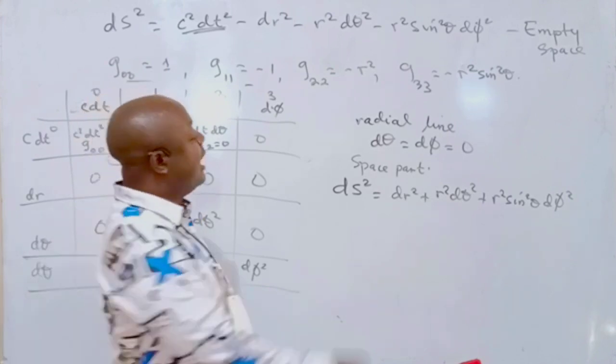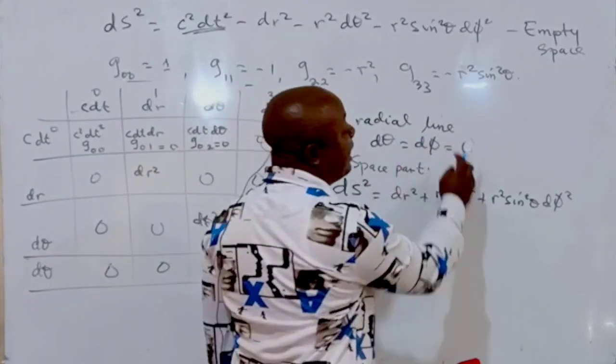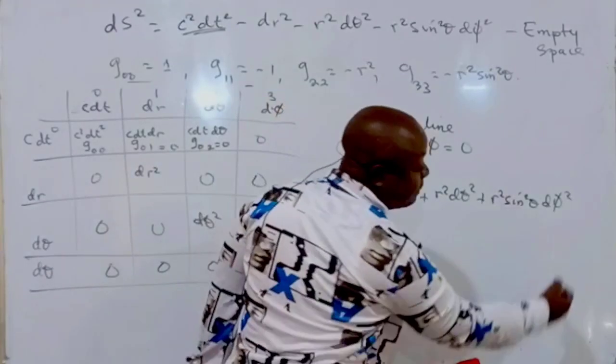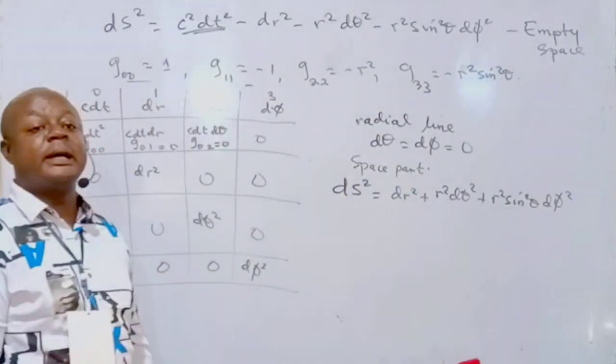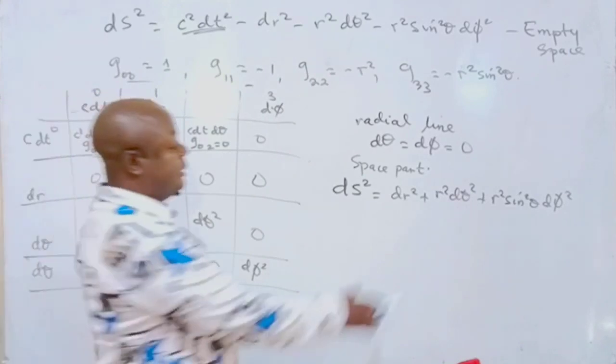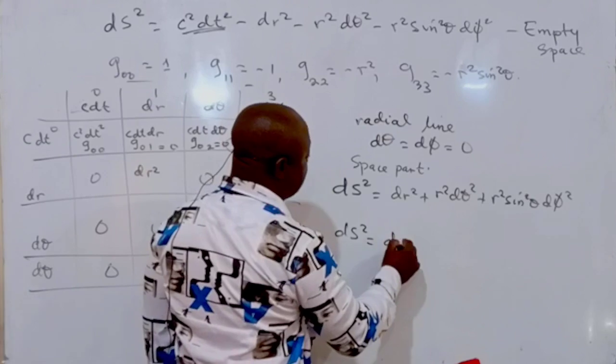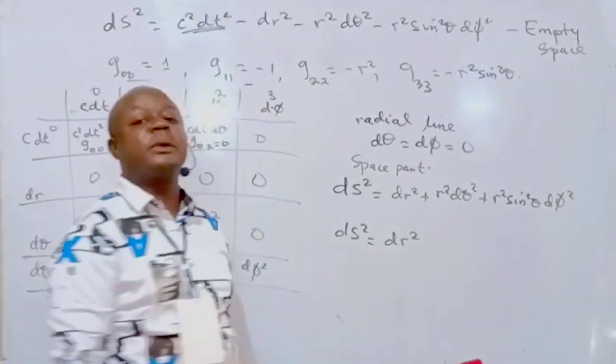So if we now have two radial points where d theta, d phi is 0, then we'll end up with this term dropping and this term dropping. Are we together? The last two terms will drop, and you end up with the s squared being the same as the r squared.